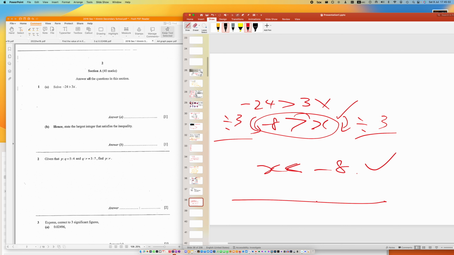Then of course, hence. But you still need to remember that statement: whenever there is times or divide a negative number on both sides, switch the inequality sign. So negative 8, negative 7, negative 6. It must be smaller than this one. So what about negative 7?